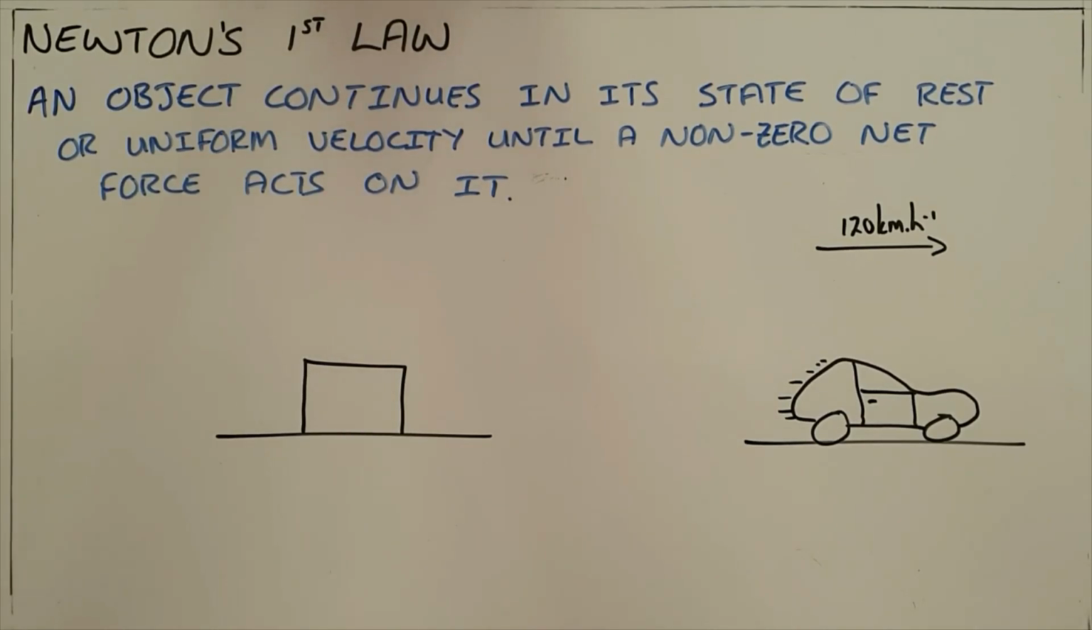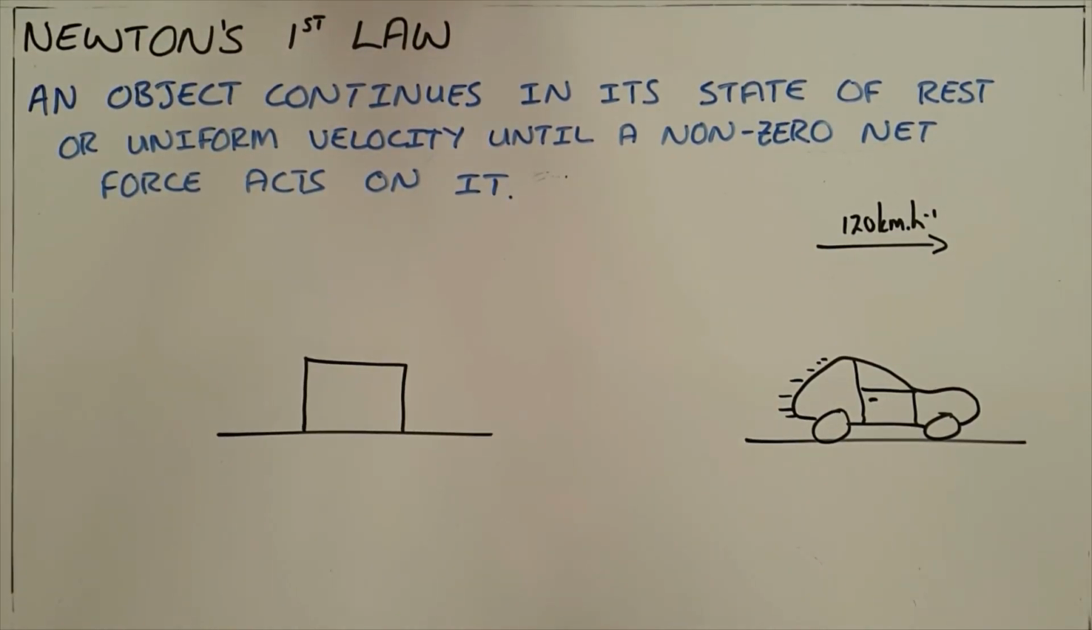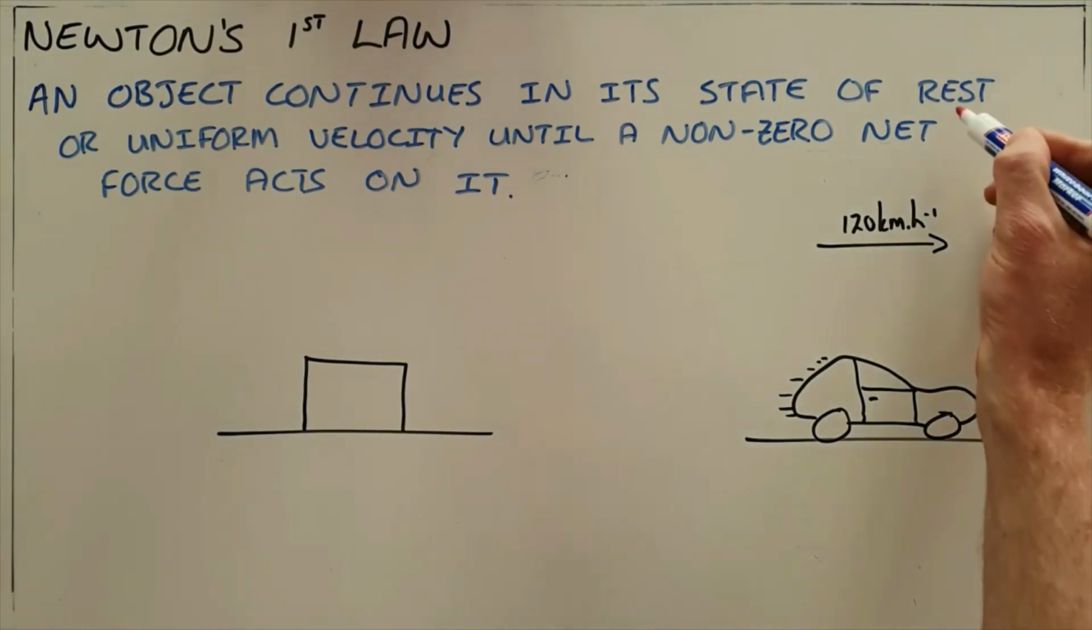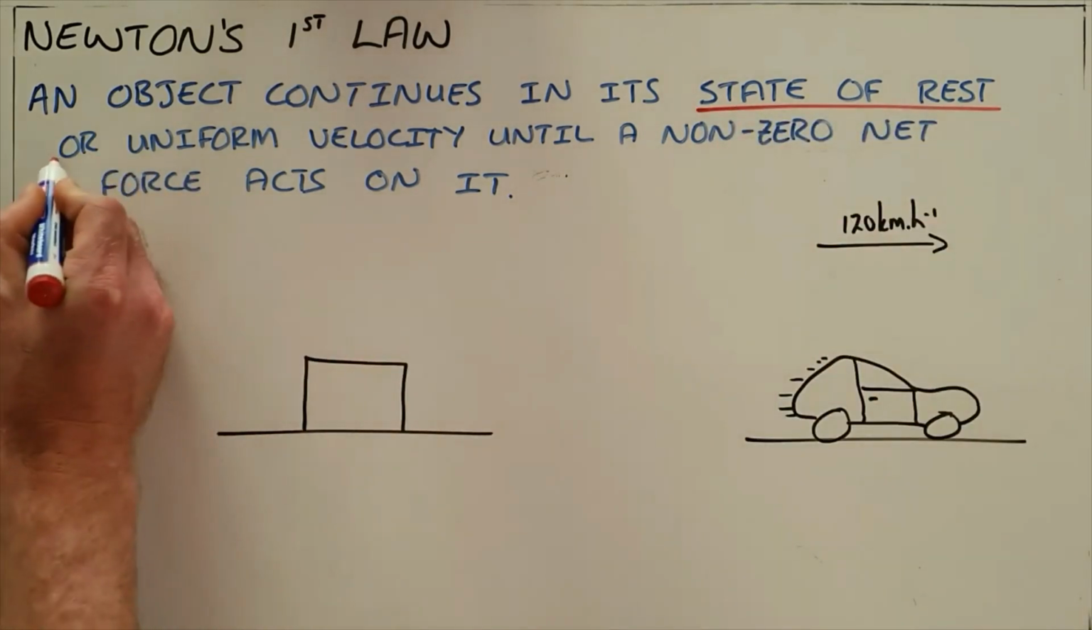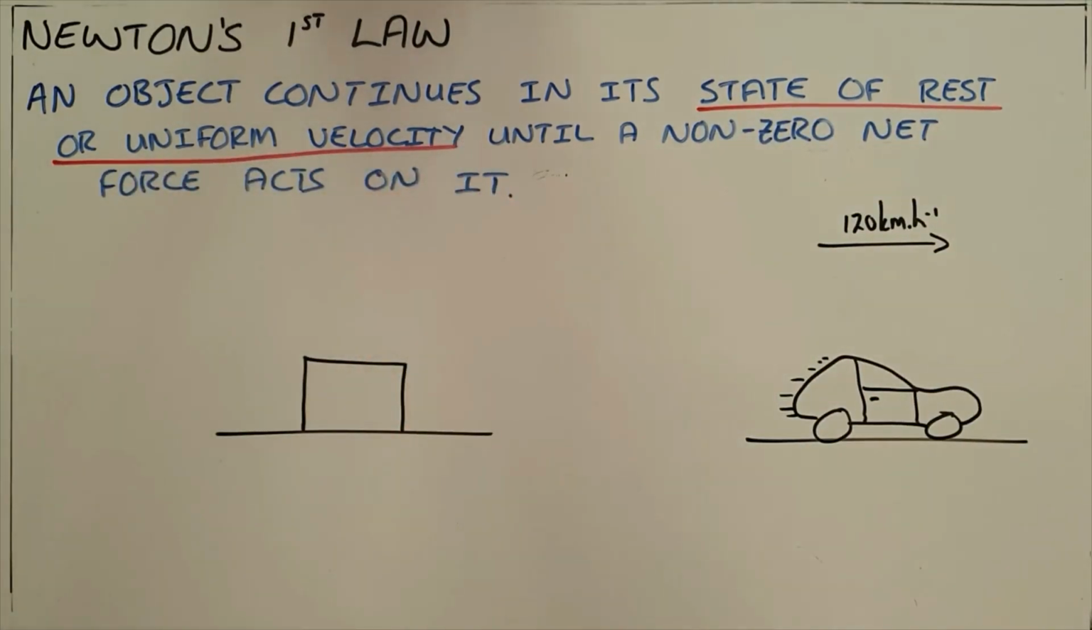Newton's first law states that an object continues in its state of rest or uniform velocity until a non-zero net force acts on it. Now, there are two important aspects of this definition that help to explain the concept. The first one is the state of motion, which they've defined here as either a state of rest or of uniform velocity.